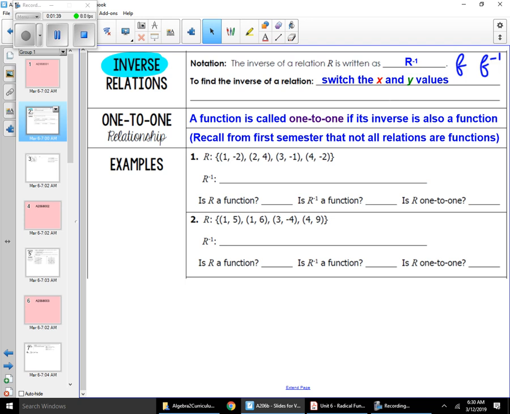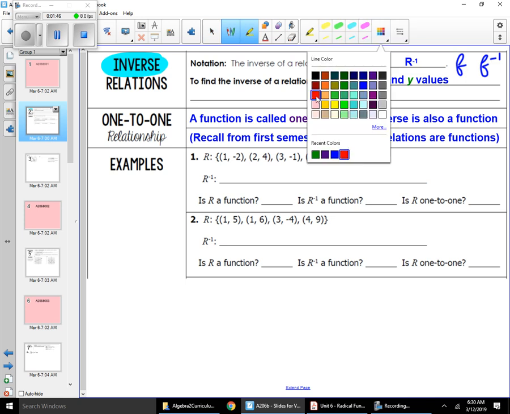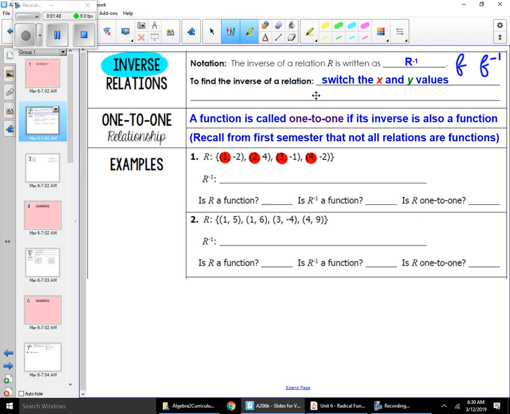If we just take a look at a basic relation here, taking a look at example 1, I have some x coordinates. Let's highlight those red. And I have some y coordinates, which will highlight green. In order to check that inverse relation, I'm just flip-flopping those x and y values. So my new relation, my inverse relation, note they do give me this -1 here, so I'm trying to find that inverse, is just going to be switching those x and y coordinates.